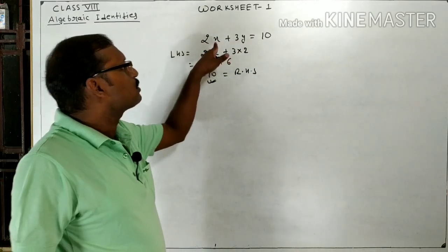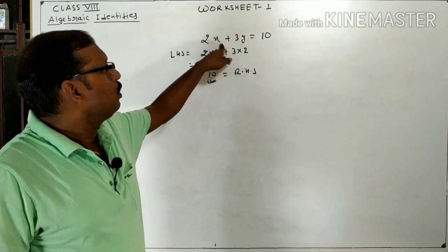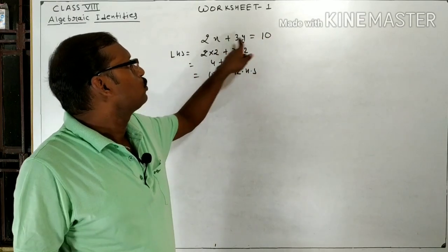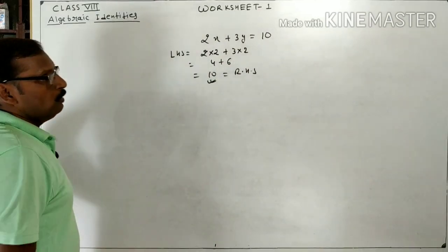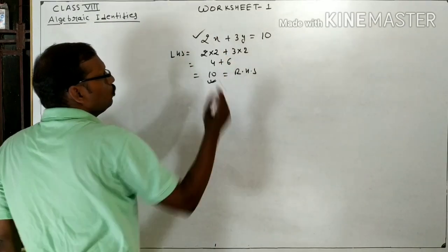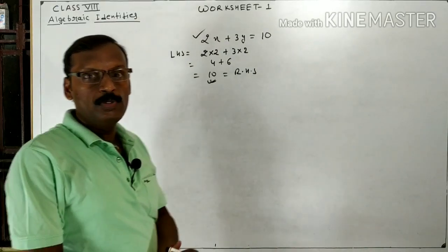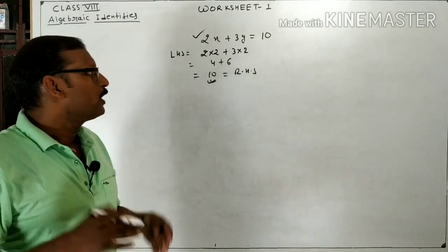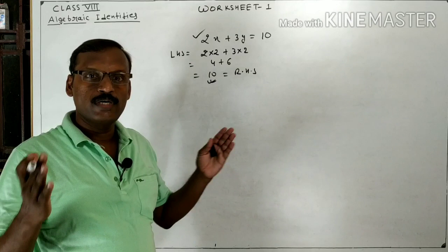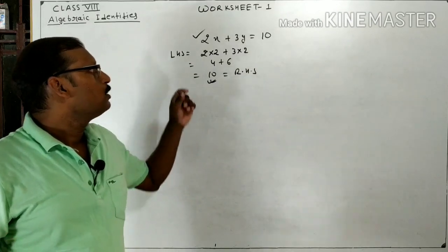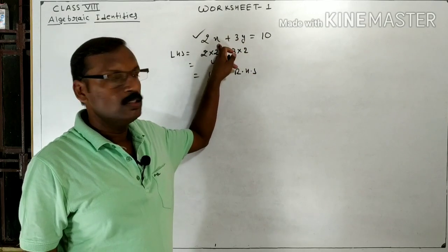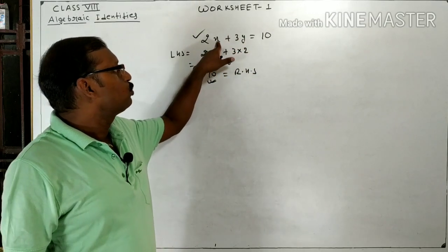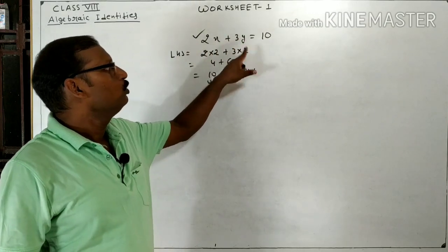So this can be called a statement of equality, but it is not an algebraic identity. In an algebraic identity, it is always true for any value of the variable. Means if we put any value of x and y, LHS and RHS will always be equal. But this statement is called a statement of equality. It is only true for x equal to 2 and y equal to 2.